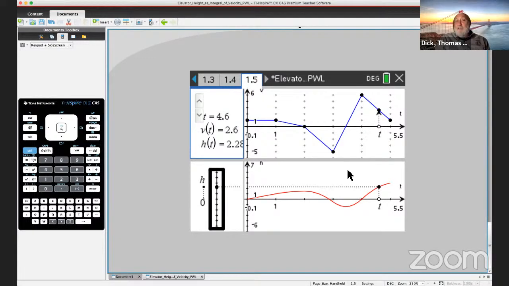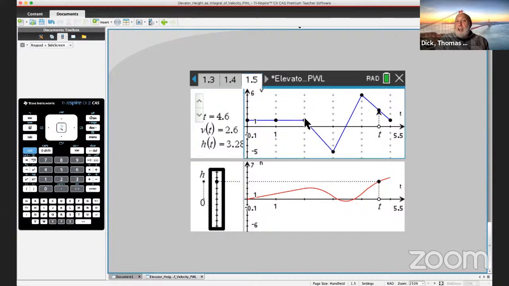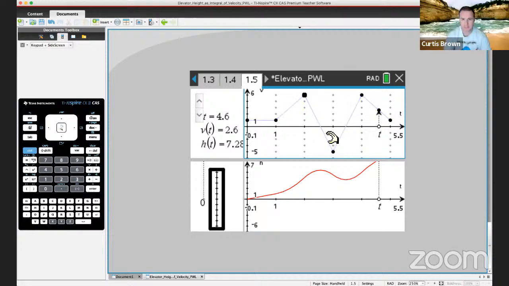What I really love about this file is you can change the velocity graph on the fly, and it will instantly update the position graph. That's fantastic. I hope that's showing up. That's a really nice visual, Tom.